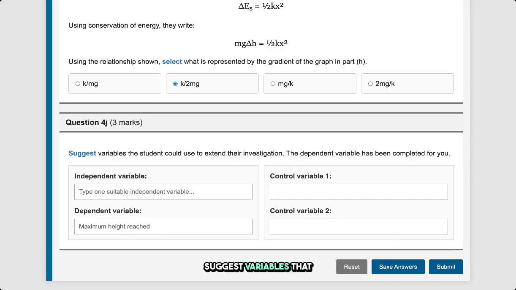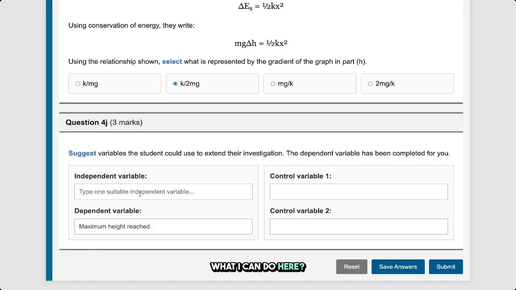Finally, suggest variables that the student could use to extend their investigation. The dependent variable has been completed for you. The dependent variable is maximum height reached. Now I need to extend my investigation. That means I can change my IV and CVs.